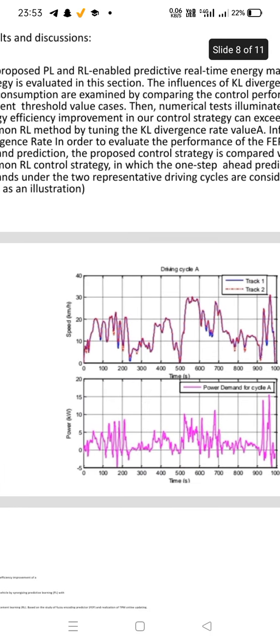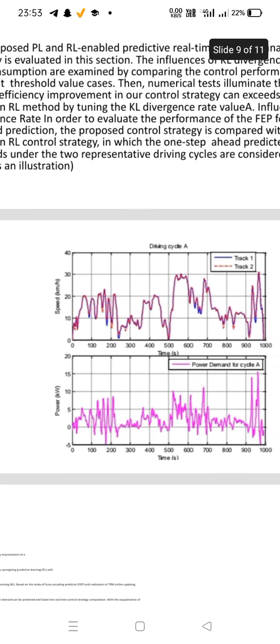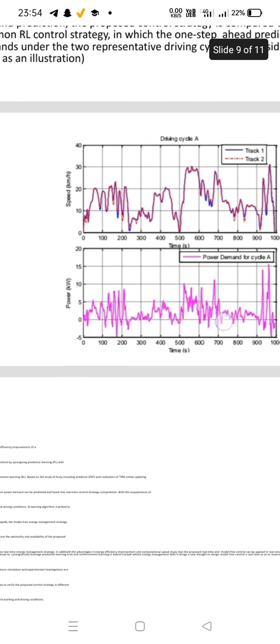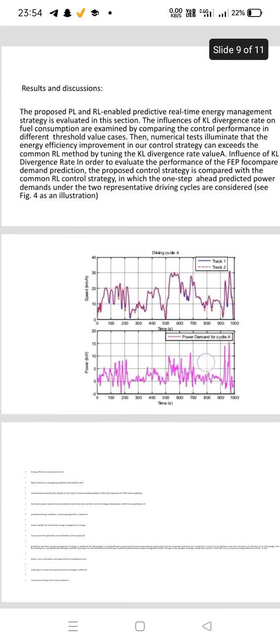The predicted power is consumed more with speed versus time. Driving cycle A uses only the battery. Here both battery and engine are there. That's why this compares the total amount of the load.